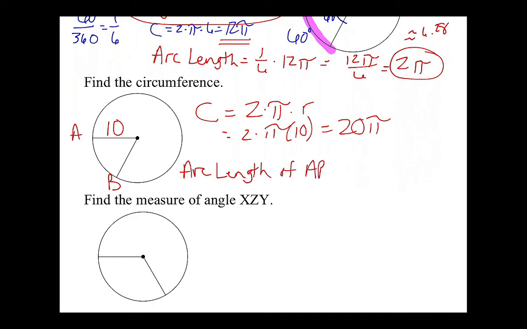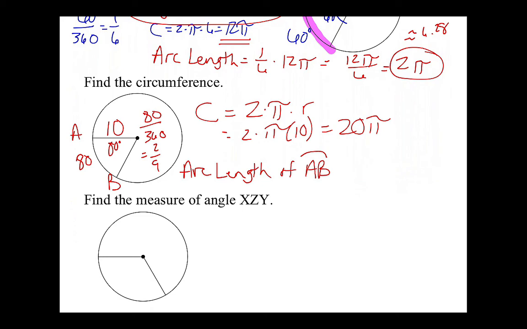Well, I have to know how much of the circle I have. So the thing I need is the central angle. Let's say this time that the central angle is 80 degrees. If that central angle is 80 degrees, that means the arc measure is also 80 degrees. So if I have 80 degrees out of a possible 360 degrees, 80 over 360 is going to reduce down to 2/9 of the circle.